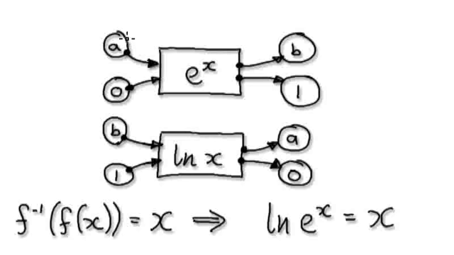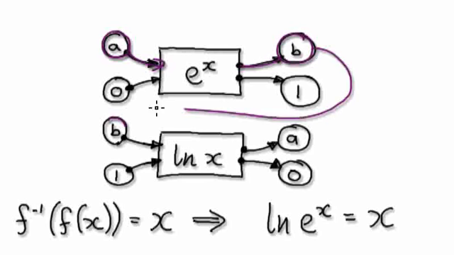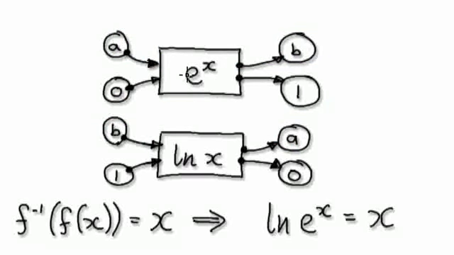Okay, and looking at this, if you put a into this thing here, it will spit out b, and then if you put this b into the inverse function, it will spit out a. That's the whole point. This will work for any function. So we are now looking at one specific function, which is e to the power of x. Now let's look at it the other way around.